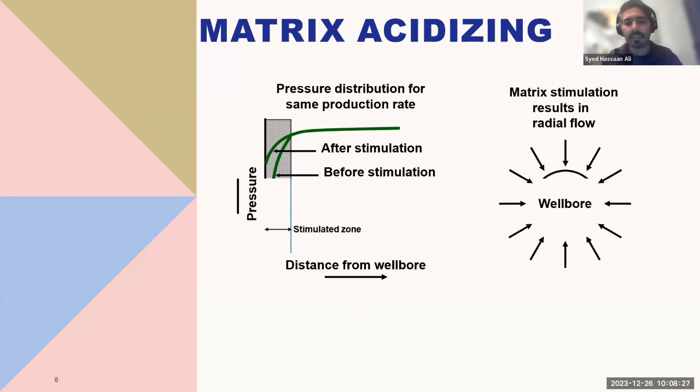The higher pressure means a higher flow rate. So in matrix stimulation, what happens is it happens around 360 degrees of the wellbore. So you are trying to reduce in matrix stimulation and fracking. The difference between them is in matrix stimulation, you are trying to reduce your damage zone, while in fracking, you are not trying to reduce your damage zone, but you are actually trying to introduce fracs which go beyond the damage zone.